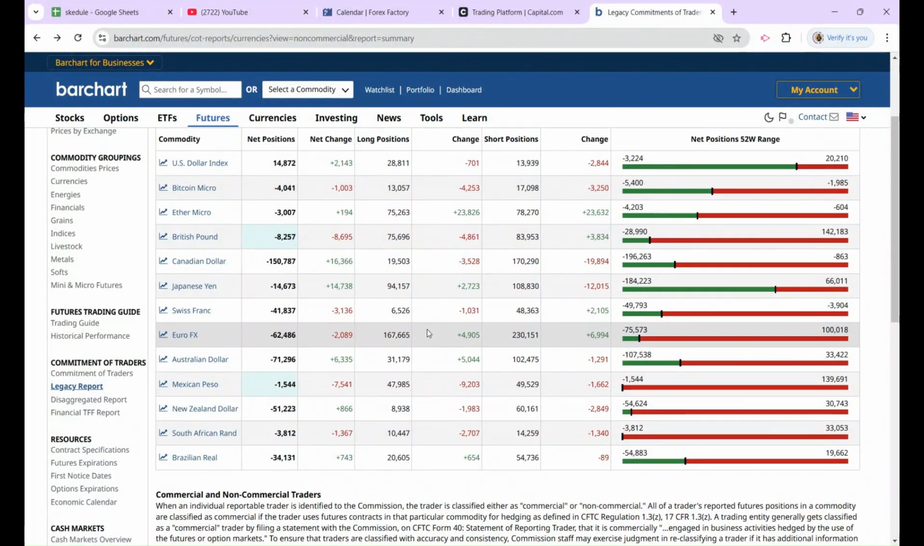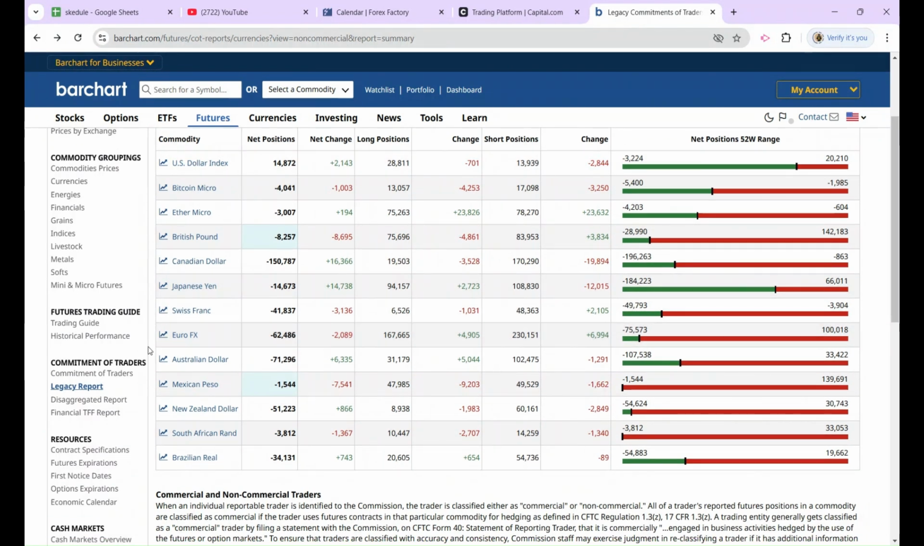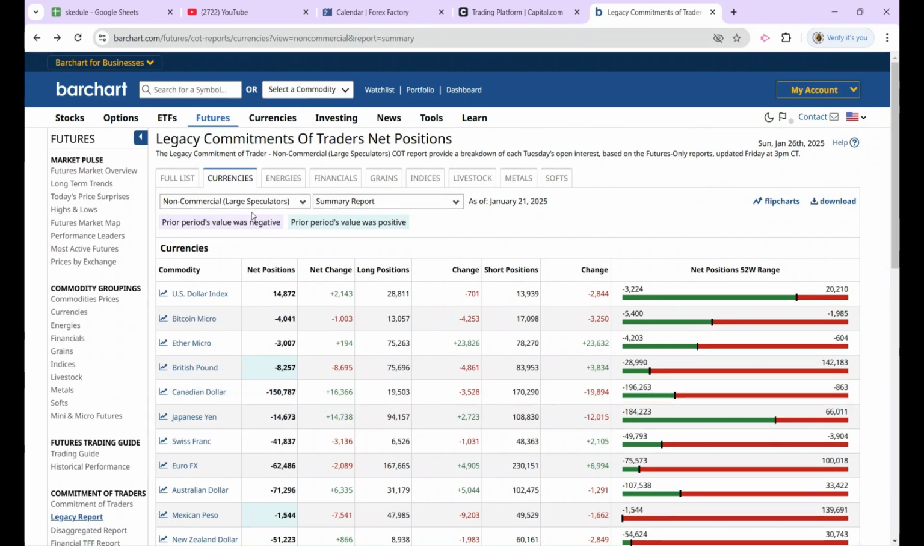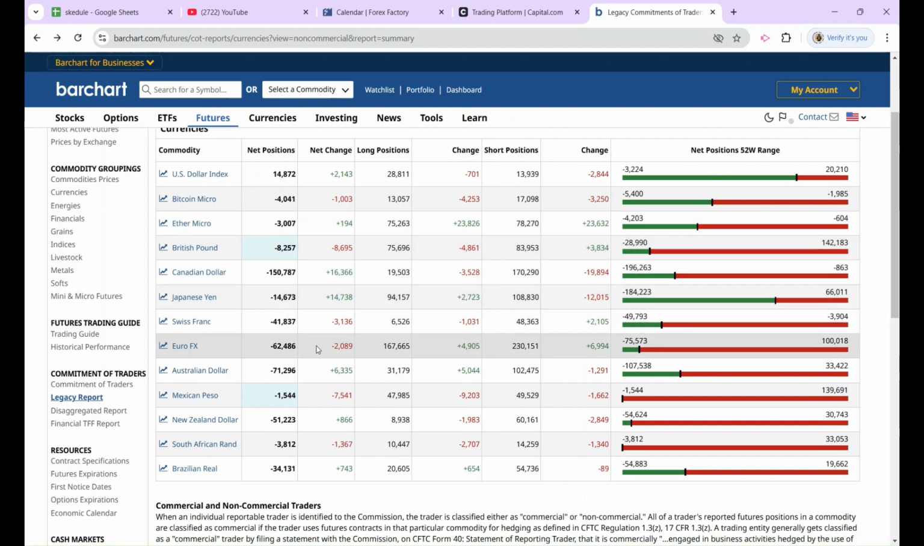This is another website that I use every now and then for the non-commercial, big financial institutions. This is COT data. I don't really use this that often, but as far as major currencies, it'll give you an indication of what's going on in the higher time frames.